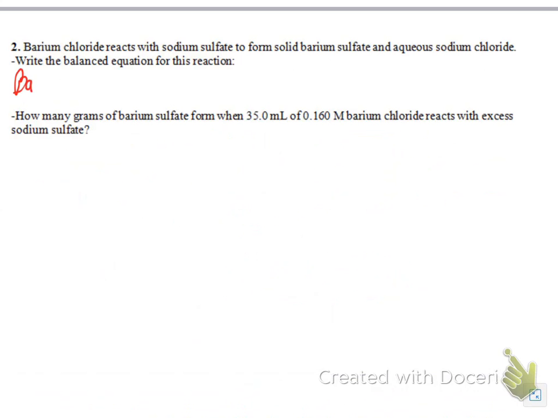Okay, let's take a look at the next one. Barium chloride reacts with sodium sulfate to form solid barium sulfate and aqueous sodium chloride. Write the balanced equation. Alright, we have barium chloride. Barium is a +2, so I need 2 chlorine. It's going to react with sodium sulfate. Sodium's a +1, sulfate's a -2, so I need 2 sodium.